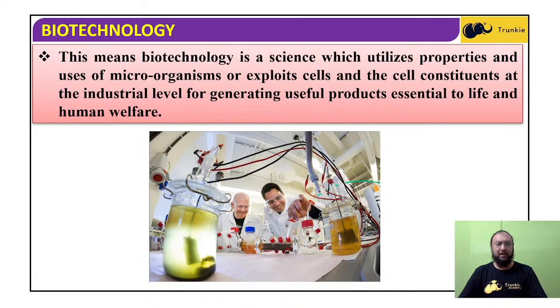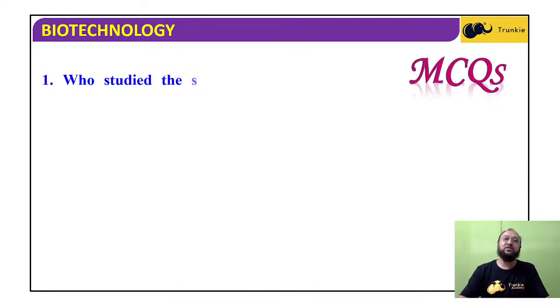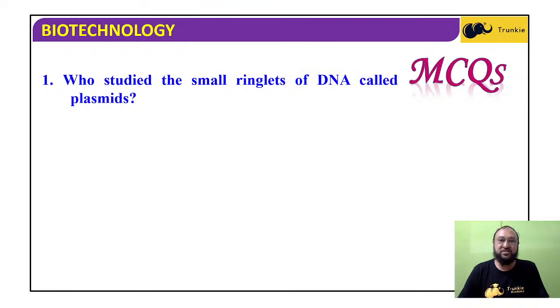Okay, so this can be considered a branch of science that utilizes the properties and uses of microorganisms, or exploits cells and cell constituents, at an industrial level for generating useful products that are essential to life and human welfare. Okay. Now we will go through some important questions.